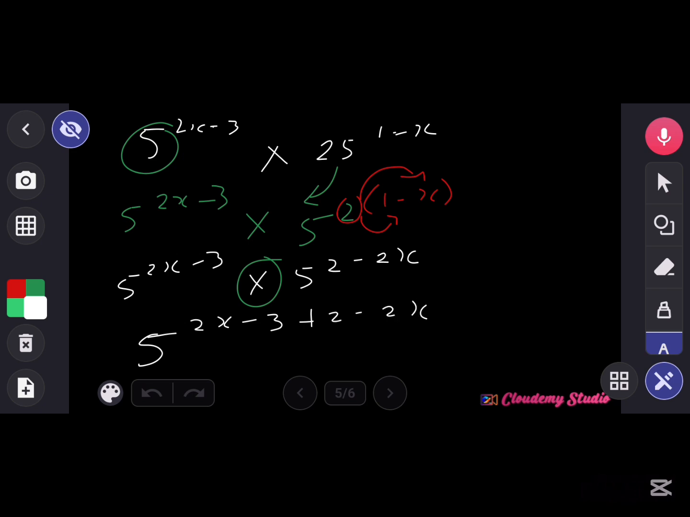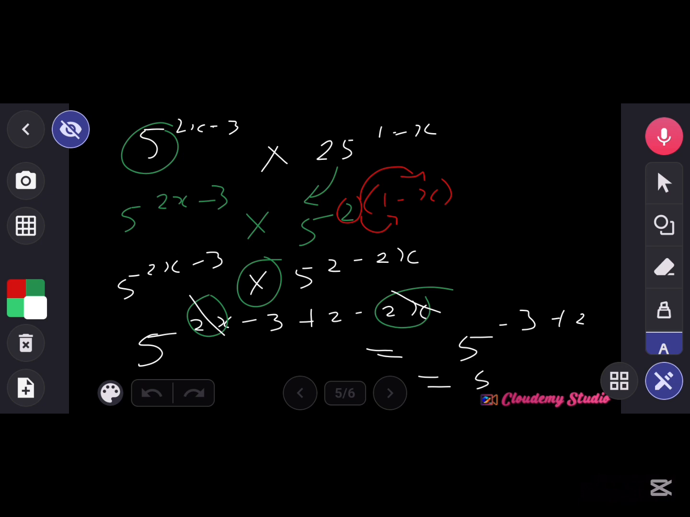Now, the same thing that happened the other time. We have plus 2 here, we have minus 2 here. And we know that plus 2 minus 2 gives us 0, which means plus 2x minus 2x will give us 0 as well. And we'll be left with what? That is equals to 5. This one has been cancelled. This one has been cancelled. We'll be left with what? Minus 3 plus 2, right? And minus 3 plus 2 will give us minus 1.